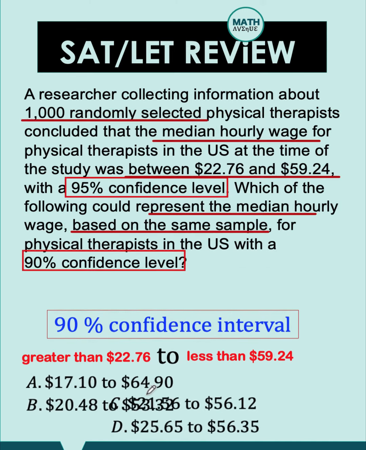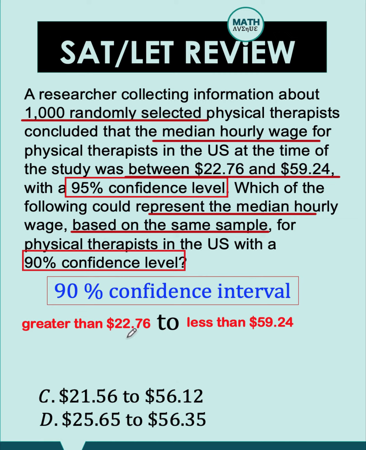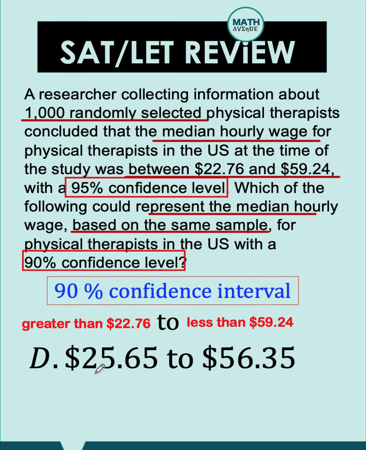So based now on this criteria, letter A fails because 17.10 is not greater than 22.76. The same with letter B. 20.48 is not greater than 22.76. The same with letter C as well. So what's left is letter D.